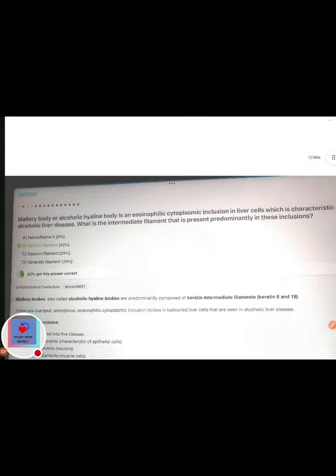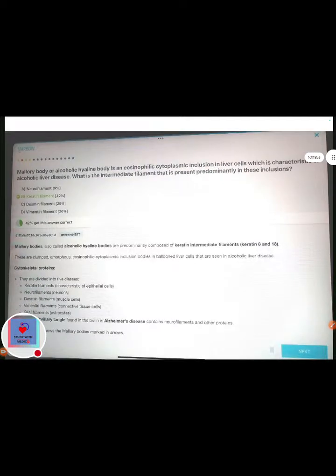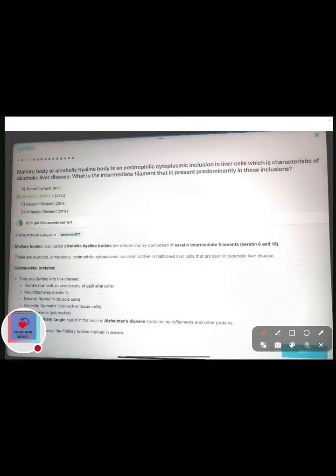Let's see the answer. The Mallory body, or alcoholic hyaline body, is an eosinophilic cytoplasmic inclusion in liver cells characterized by alcoholic liver disease. The correct option is keratin filament. Mallory bodies, also called alcoholic hyaline bodies, are predominantly composed of keratin intermediate filaments, that is keratin 8 and 18 filaments.